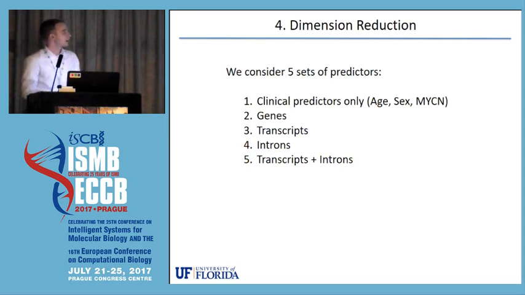We have 5 sets of predictors that we're looking at. The first one, we just look at a model with only clinical predictors. Then we look at genes, transcripts, introns, and transcripts plus introns. Transcripts plus introns just means you concatenate the data sets together. All of those require the regularization.